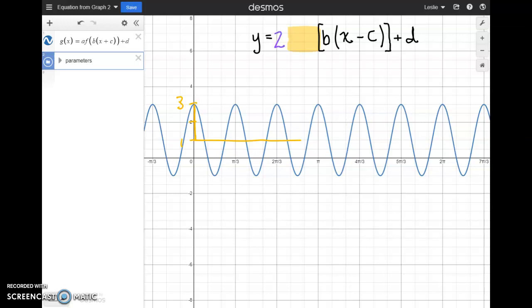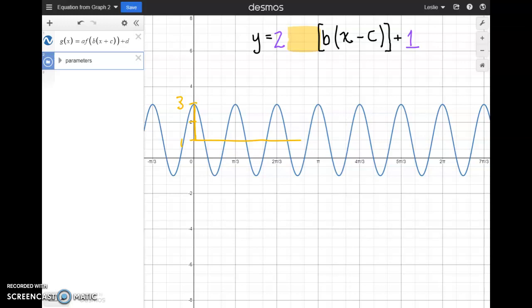And I can also see from the midline how far up or down the graph has been shifted. The midline is the line y equals 1 instead of the line y equals 0. So clearly this thing has been shifted up 1 unit. Well, that part was easy. Now the harder part is figuring out what B and C are.